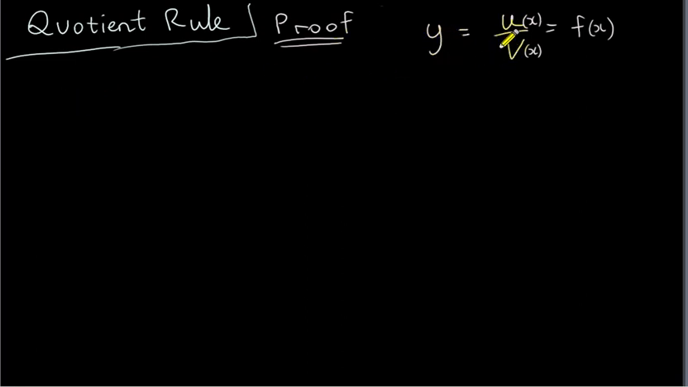So to use the product rule to prove the quotient rule, we just rewrite y equals u over v as u equals v times y. We just cross multiply, and we differentiate both sides. So we differentiate the left with respect to x, get du dx equals, and when we differentiate the right hand side with respect to x, we use the product rule, because we have a product of two functions here.